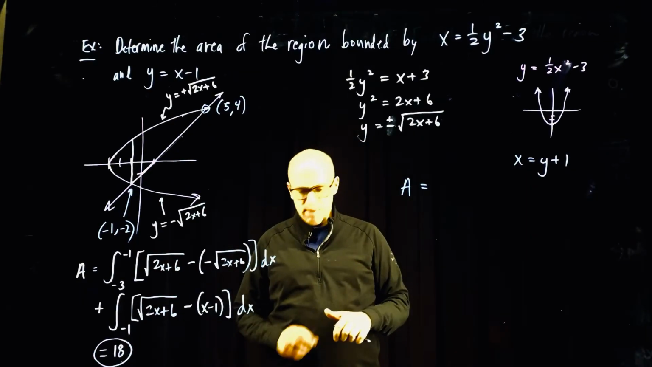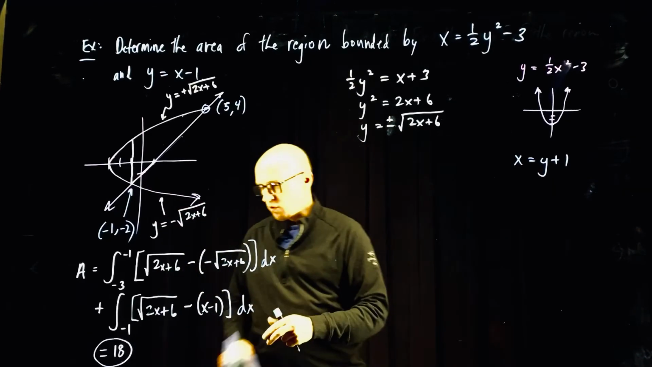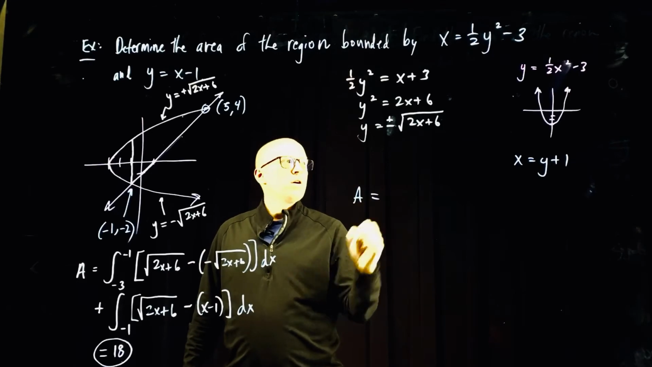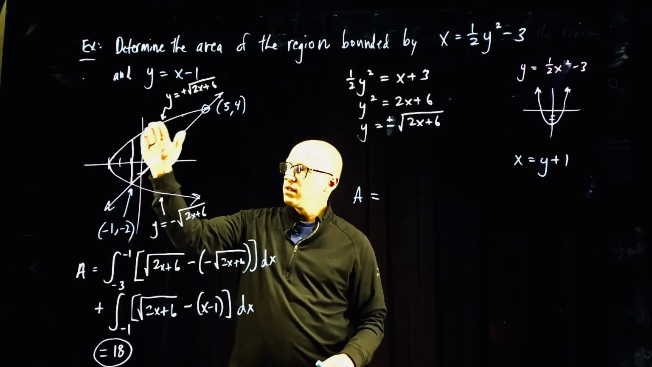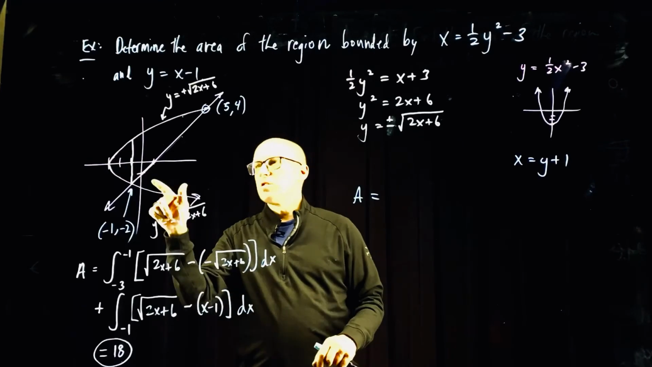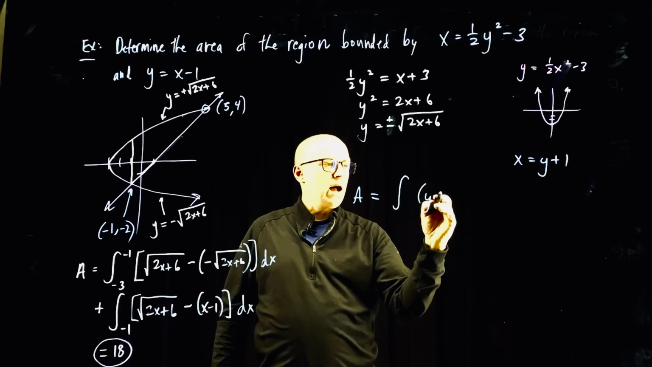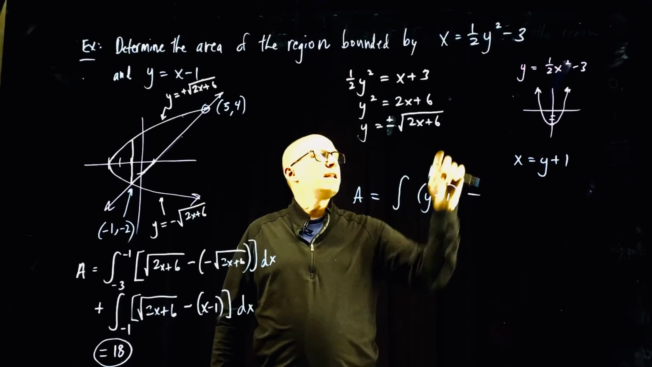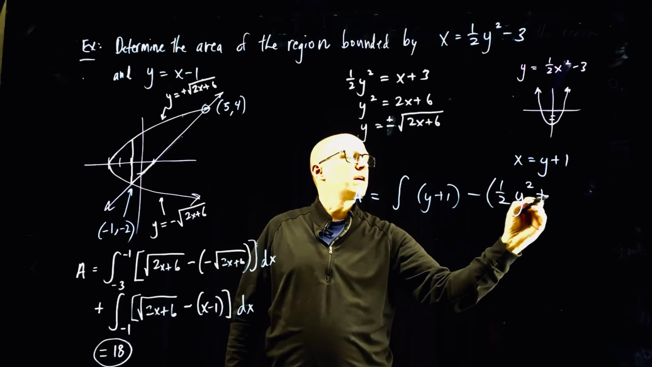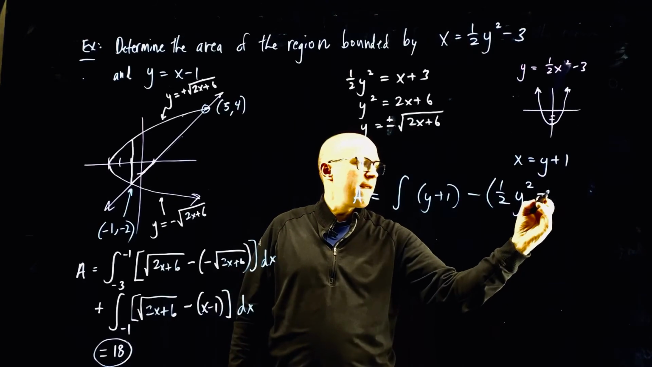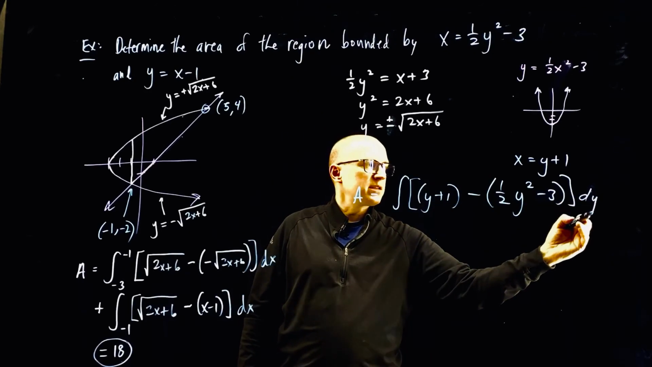All right, so what is my area going to look like, or my integral going to look like for that one? Well, I'm going to go the right minus the left. So that's just this function minus this function, which is going to be y, the integral of y plus 1 minus this right here, 1/2 y squared minus 3, and this again is with respect to y.